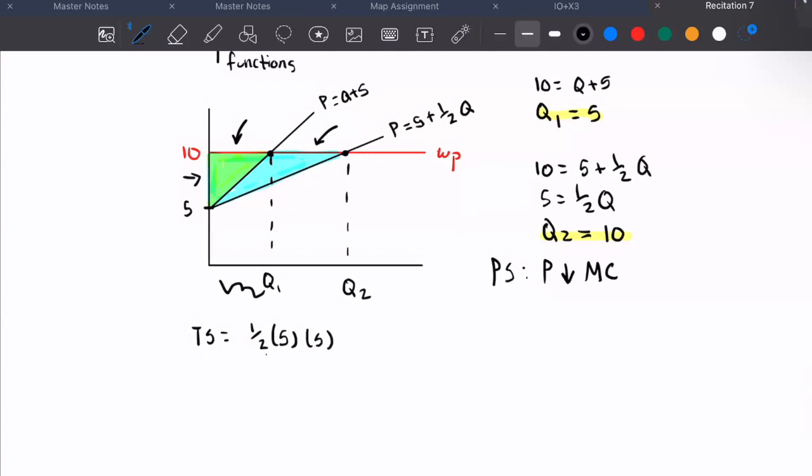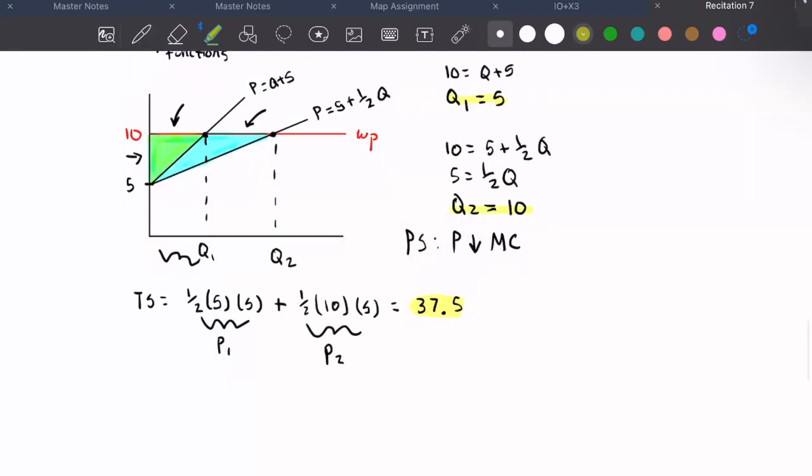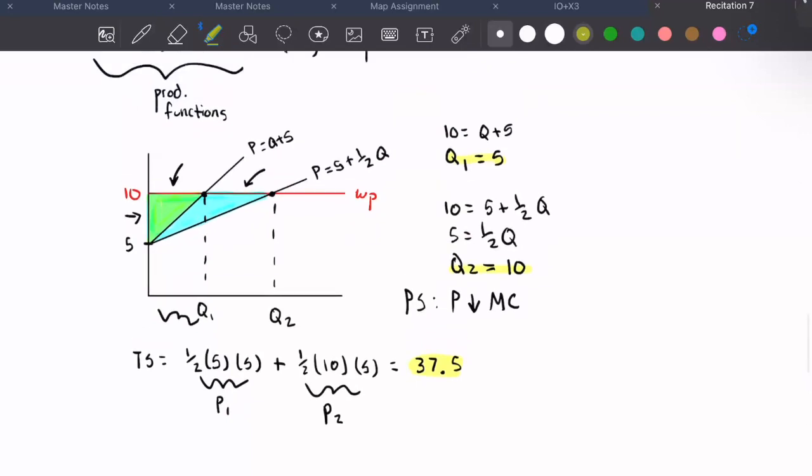So this is going to be for producer 1, plus, now we're going to find the area of the big triangle, 1/2 times 10 times 5. This is going to be the area for producer 2, and give us a total producer surplus before the cap and trade scheme of 35. Now the next question is asking, what will be the total surplus under the cap and trade scheme?